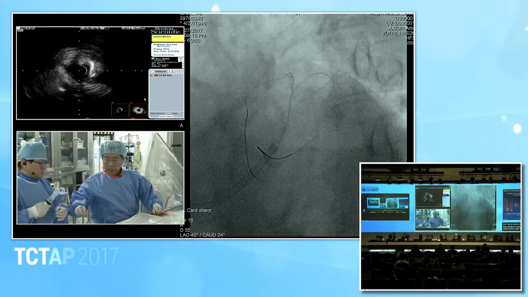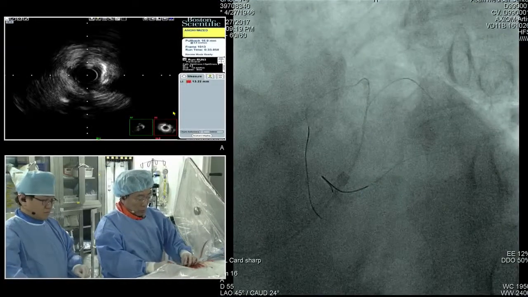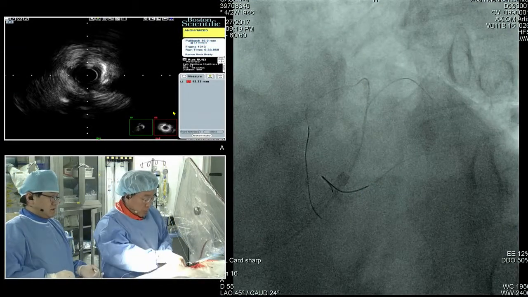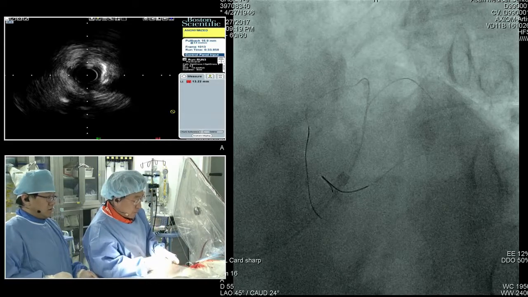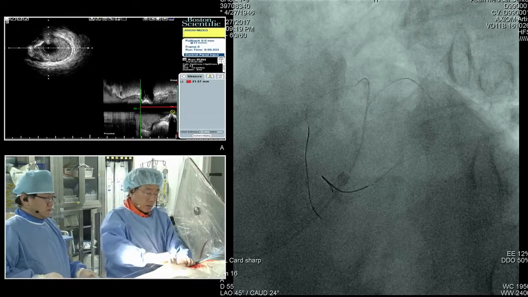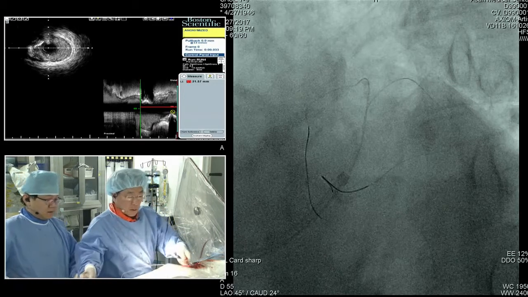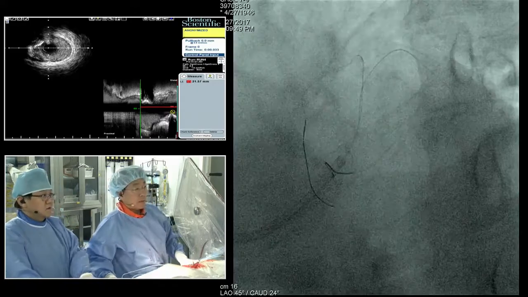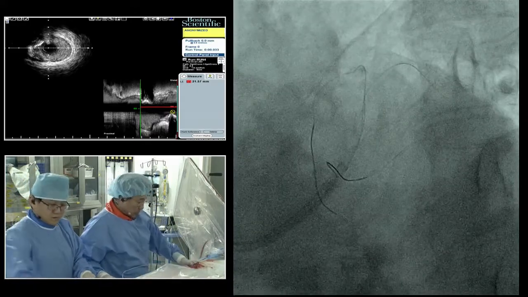Size-wise, LAD is almost, what is it, 4.0, right? Yes. Reference vessel diameter 4.1, so I would like to choose the 3.5 non-compliant, 20. Okay, I want to keep the balloon on the LAD and use the 2.75 stent for the diagonal branch first.